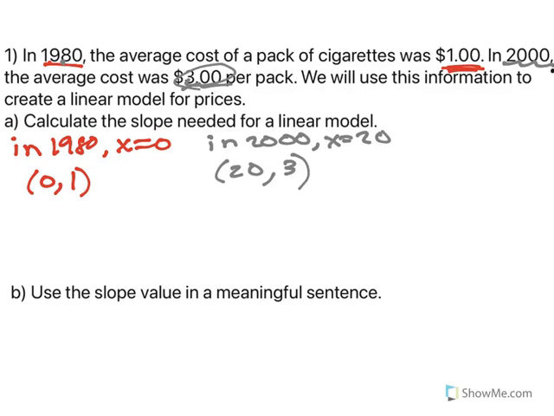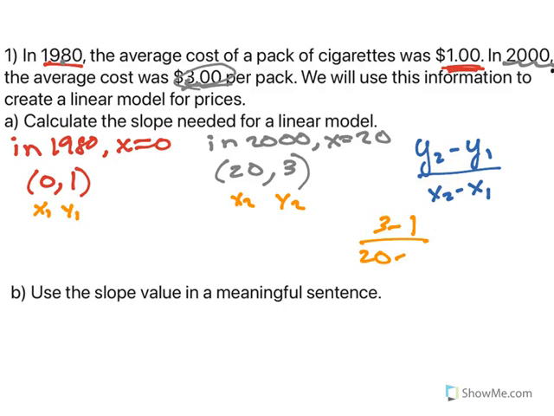Now I can find my slope. Remember our slope formula: y2 minus y1 over x2 minus x1. Substitute in what we know: x1, y1, x2, y2. So I would take 3 minus 1 over 20 minus 0. And I get 2 over 20, which reduces to 1 over 10. And there's my slope. Ta-da!